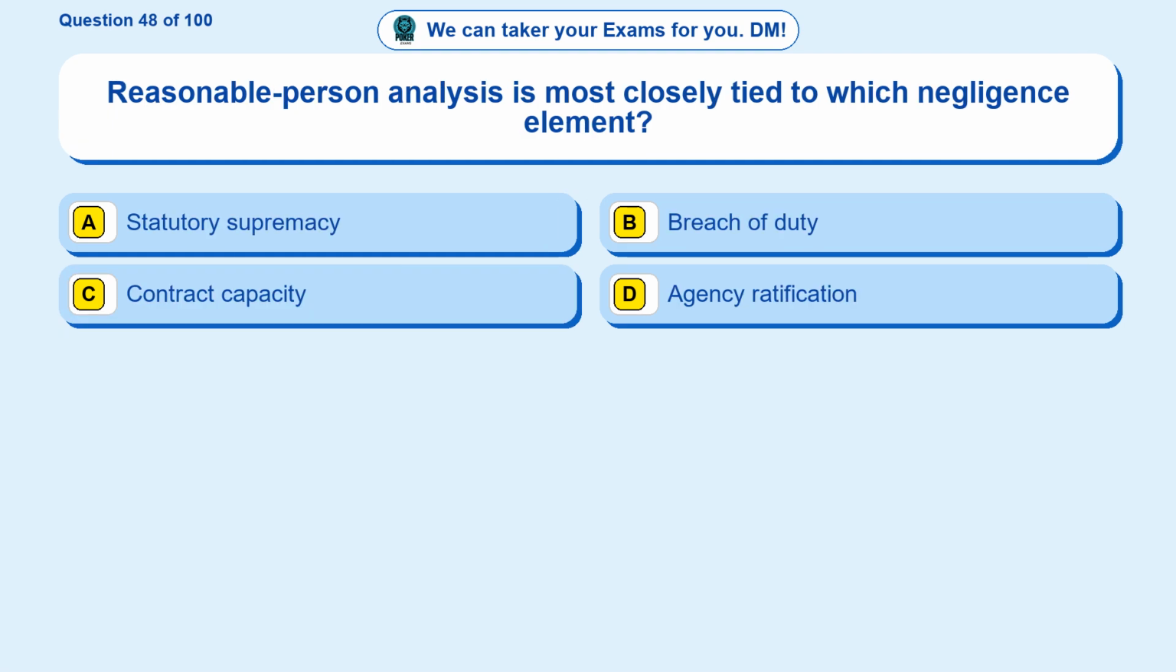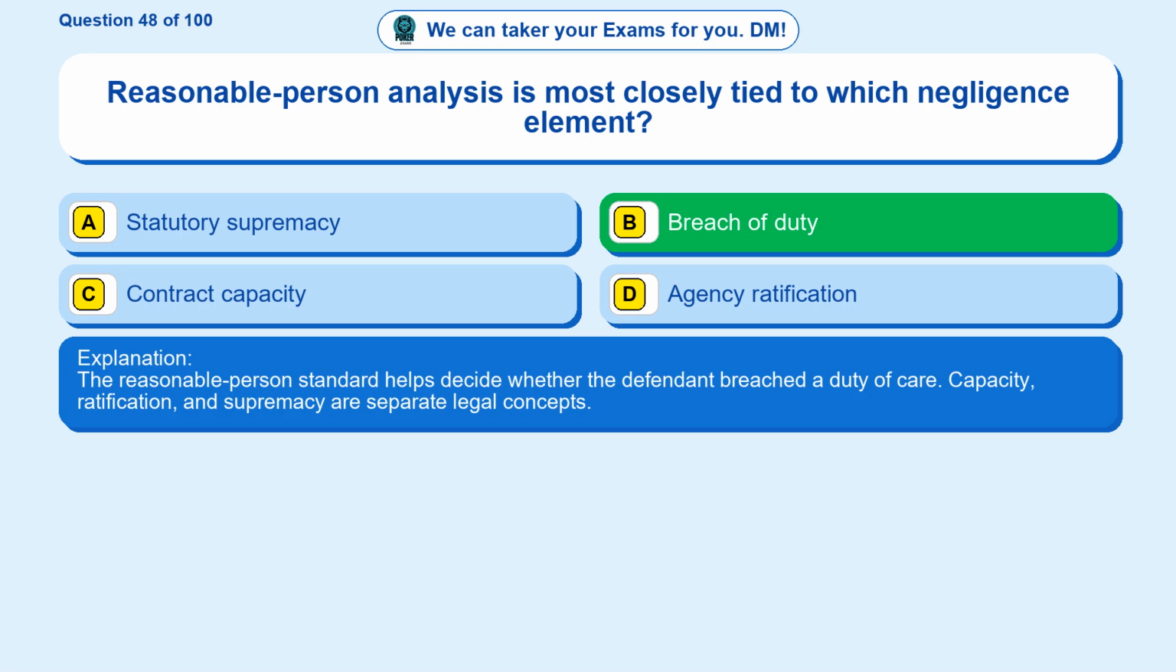Question 48. Reasonable person analysis is most closely tied to which negligence element? Option A. Statutory supremacy. Option B. Breach of duty. Option C. Contract capacity. Option D. Agency ratification. The correct answer is option B. Breach of duty. The reasonable person standard helps decide whether the defendant breached a duty of care. Capacity, ratification, and supremacy are separate legal concepts.